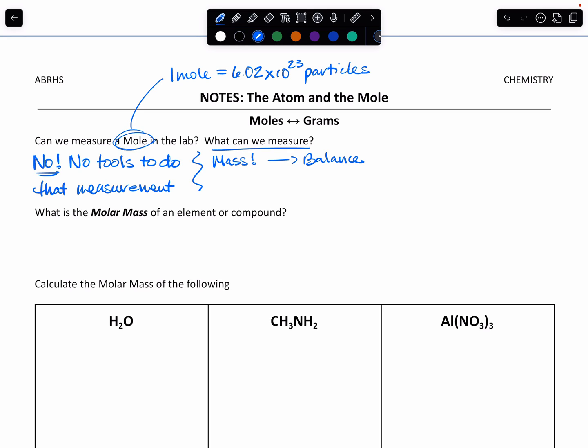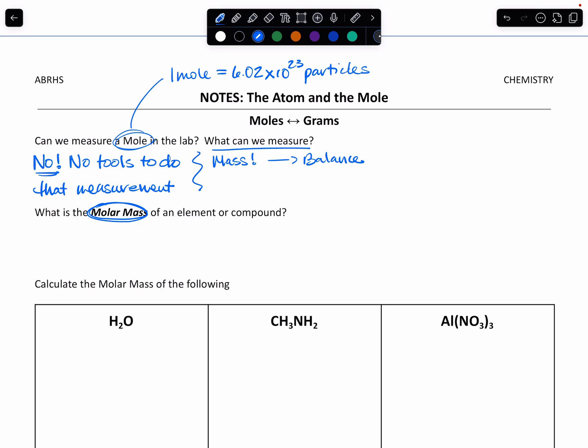Before we can measure the mass of something, we need a way to equate the mass of an object to moles of that object. So we use Avogadro's number to do that for particles. When we do that for mass and moles, we're going to use something called the molar mass. So the question is, what is that?